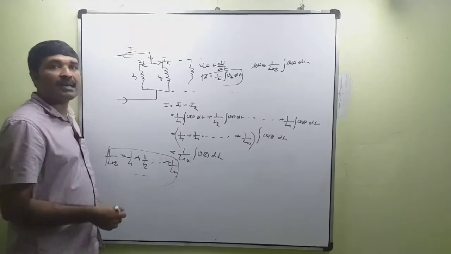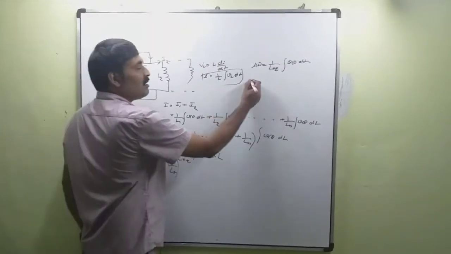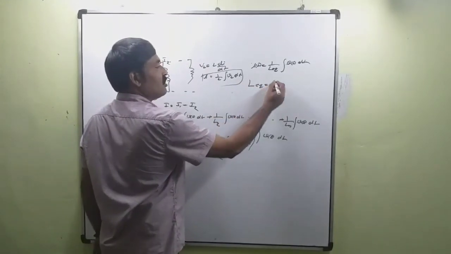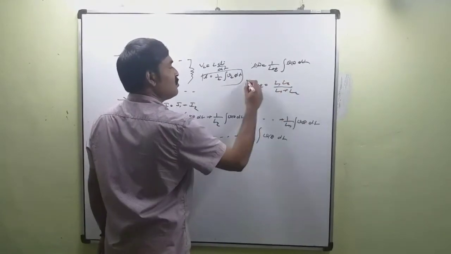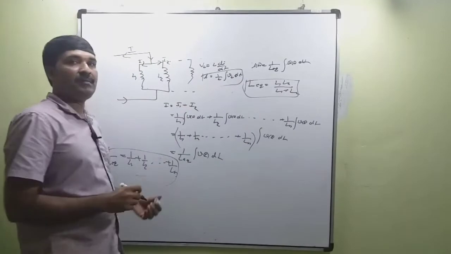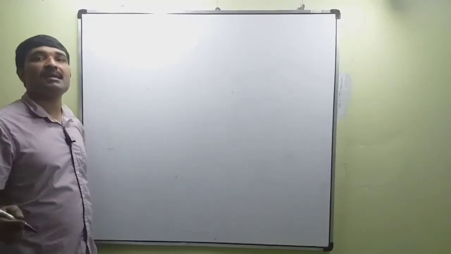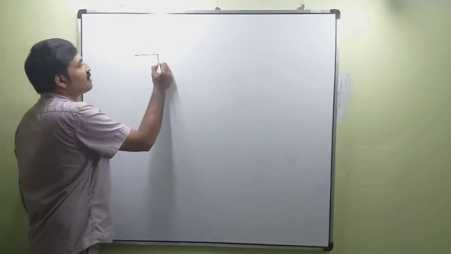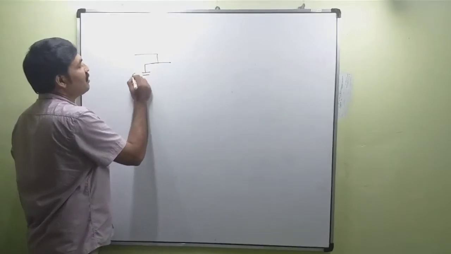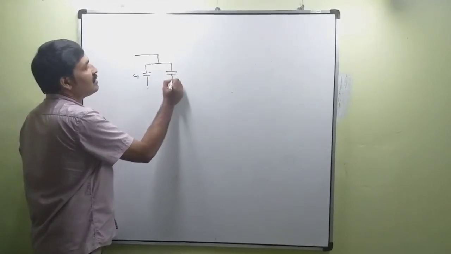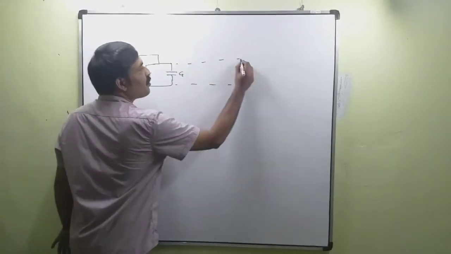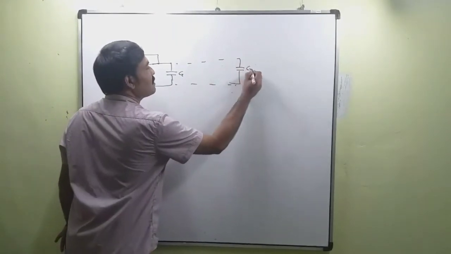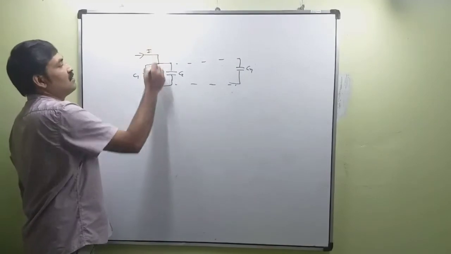If two inductances are connected in parallel, then the equivalent value L equivalent is equal to L1 L2 divided by L1 plus L2. Okay, now consider two capacitors connected in parallel. This is capacitance C1 and C2. In general, we can connect n number of capacitances. And I is the current.